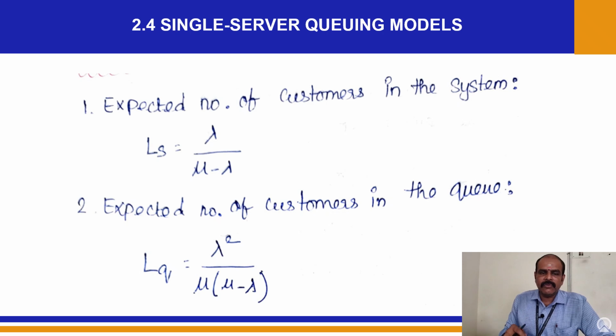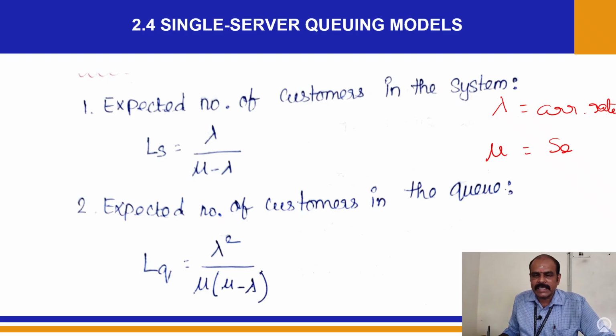Before we start, you need to know these formulas. First formula: note down the notations, because the formulas will be in the notations. Lambda means arrival rate. You are never supposed to forget: lambda deals with the arrival rate, rate per hour. Mu will be the service rate. That is another important thing. L suffix S means the expected number of customers in the system.